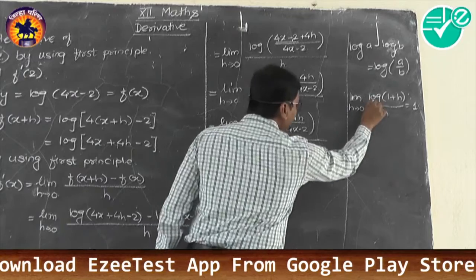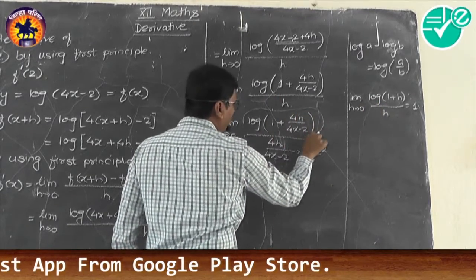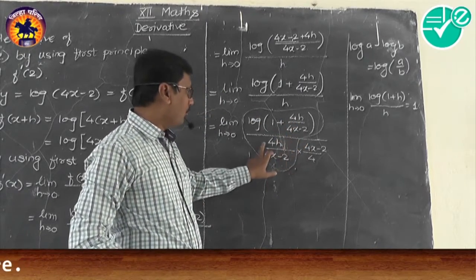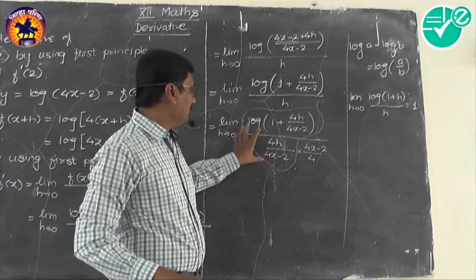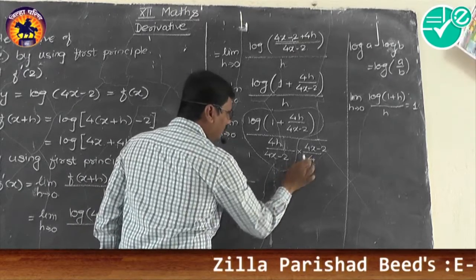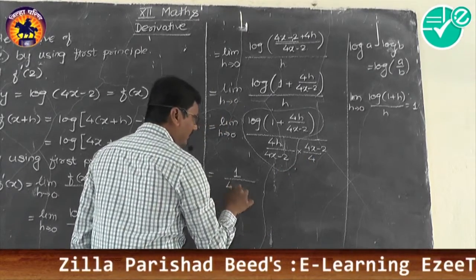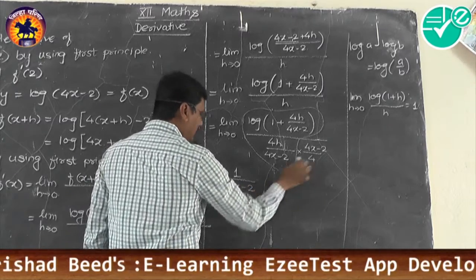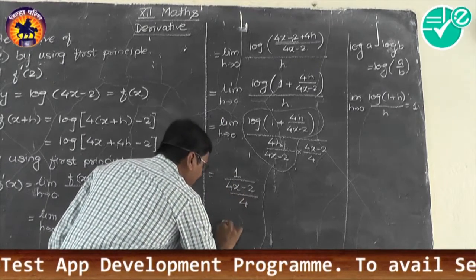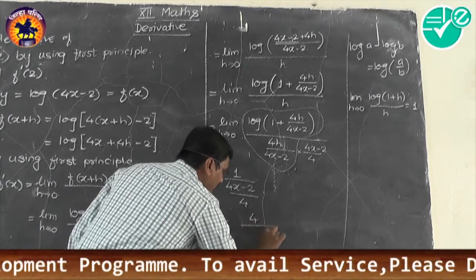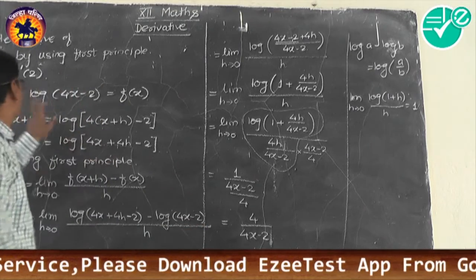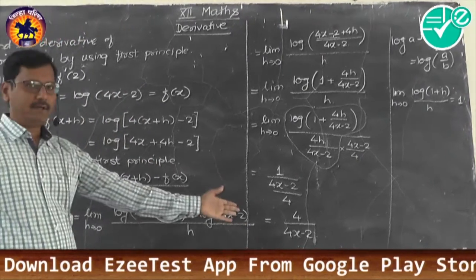Now by using this property, the limit of log of 1 plus 4h upon 4x minus 2, upon 4h upon 4x minus 2, the limit of this function will be 1. And for these two terms, 4x minus 2 divided by 4, this 4 can be written in the numerator, so it will be 4 upon 4x minus 2. This is the derivative of log of 4x minus 2. We can simplify the same.